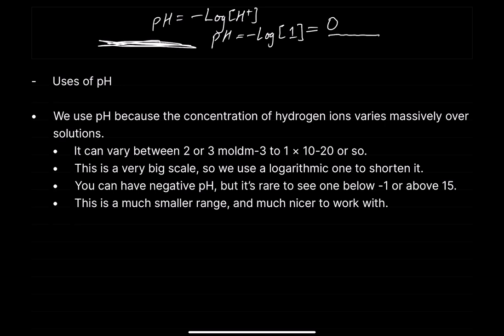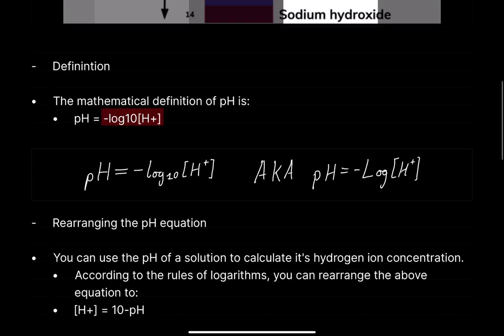Imagine using 1 times 10 to the power of minus 20. It's not a good number to work with. Why use really long numbers? And even this is a really toned down value, right? It can usually be much crazier than that. Why use all these crazy values when you can just use much simpler values?